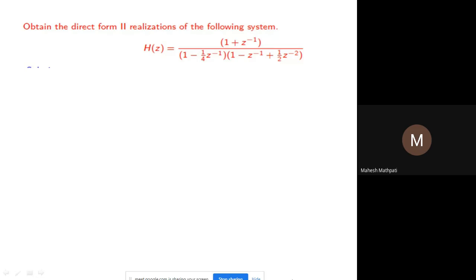So here directly powers are given in negative, so you don't need to convert this. Just take the product of the denominator functions and you'll get a transfer function. Then write the equation in terms of y of z by x of z and simplify it. Get the difference equation. Then draw direct form 1 and direct form 2 equations.